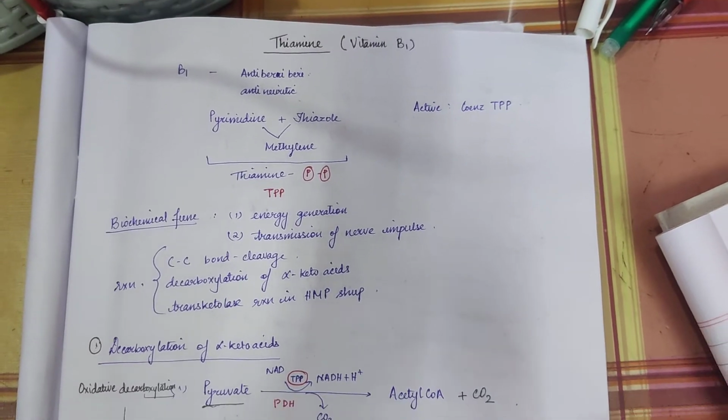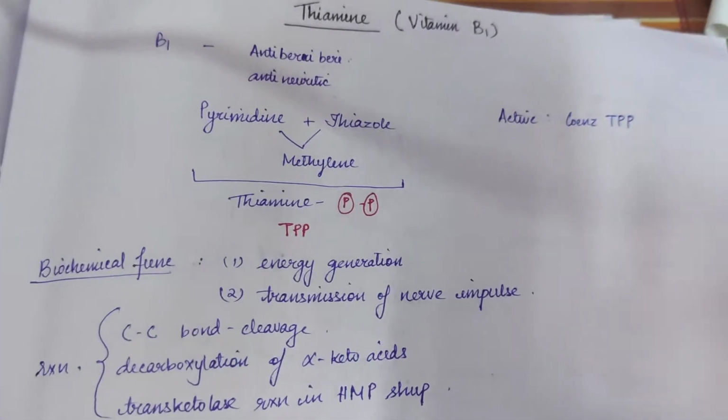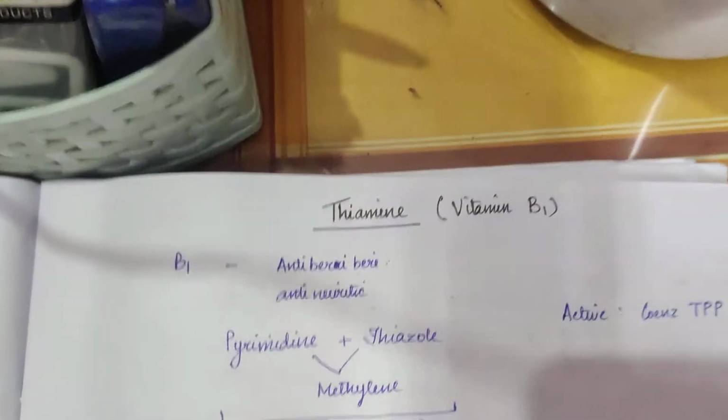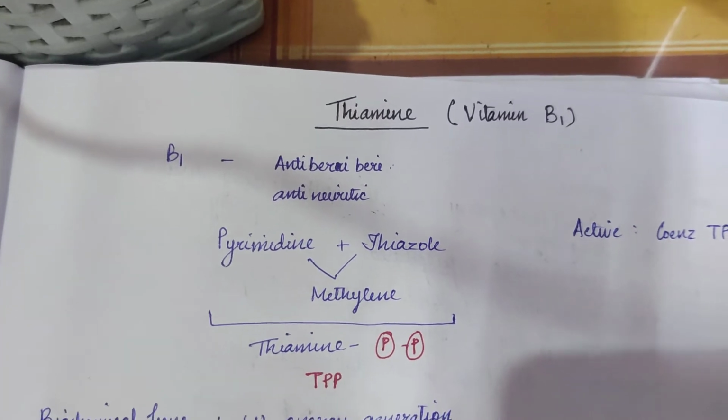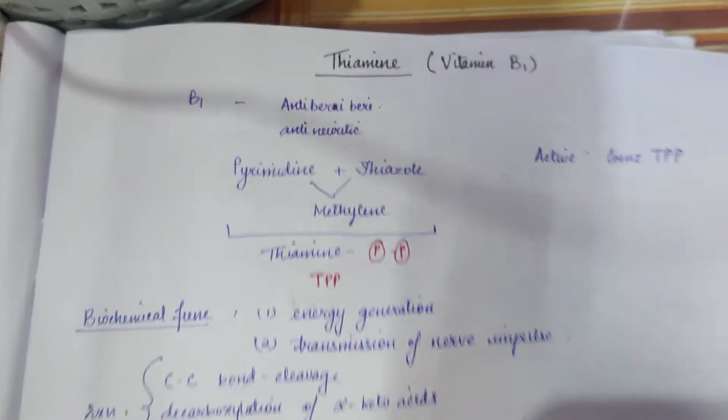So we are going to study about thiamine, that is, vitamin B1. It is also called the anti-beriberi factor, and it is also known as the anti-neurotic factor, and we'll see why later on. First, let us see the chemical structure.